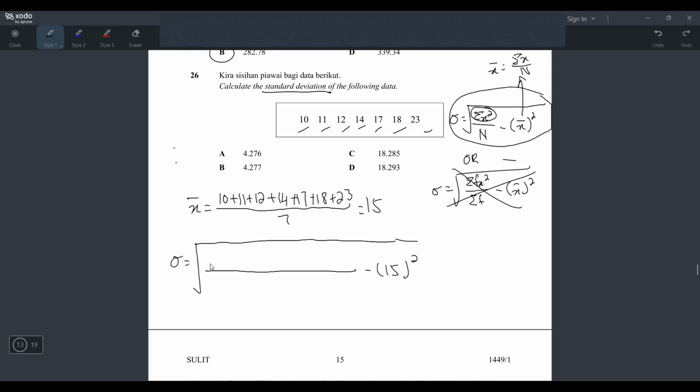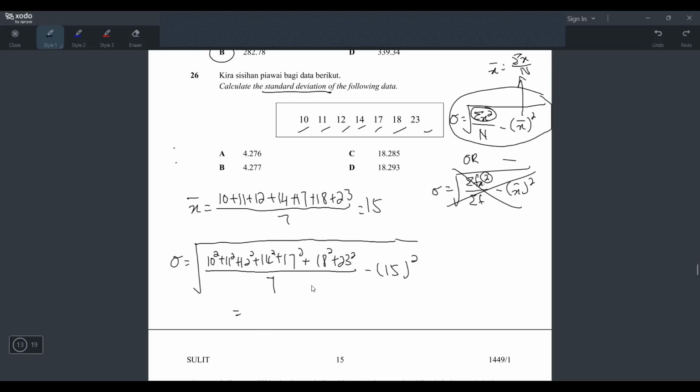Square dulu baru tambah. So it means you have to take 10 square plus 11 square plus 12 square plus 14 square plus 17 square plus 18 square plus 23 square, over 7, minus the mean square. When you subtract the mean, you can square every number lah. And I want to mention, if it's grouped data, there will be frequency times x square and the x will be the midpoint. Don't forget, the square is only put at the midpoint. Don't put it at the frequency. Only put it at the x. X means the midpoint.